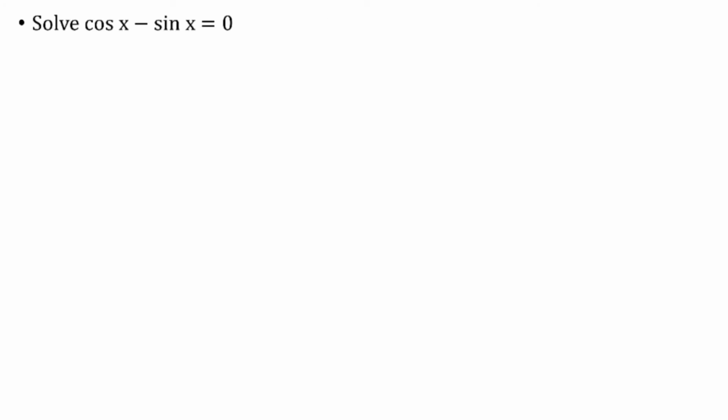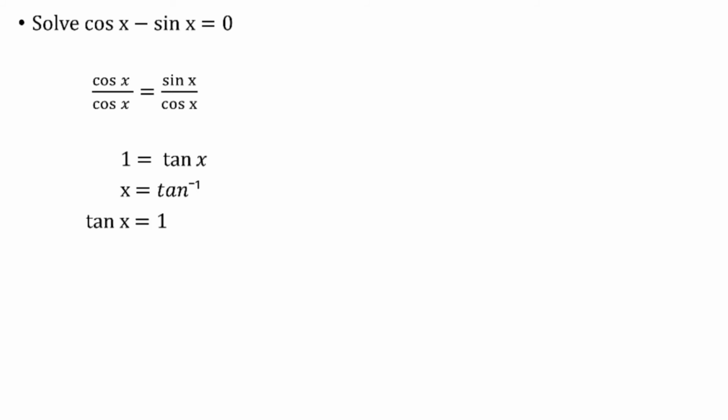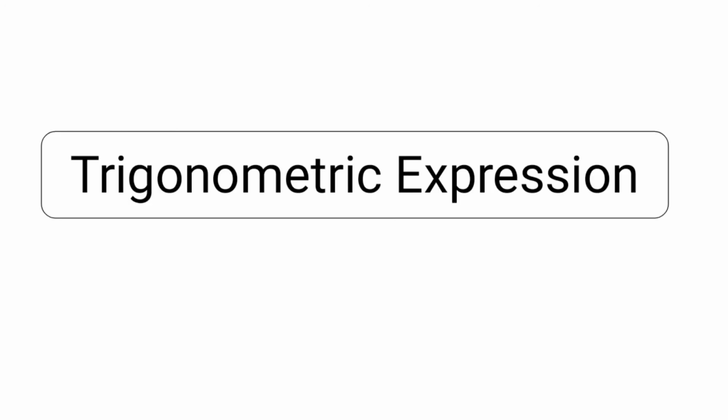Solve cosine x minus sine x is equal to 0. So, cosine x over cosine x is equal to sine x over cosine x. So, 1 is equal to tan x. So, x is equal to tan inverse. So, tan x is equal to 1. So, our x is pi over 4 and 5 pi over 4. And in degrees, pi over 4 is 45 degrees and 5 pi over 4 is 225 degrees.